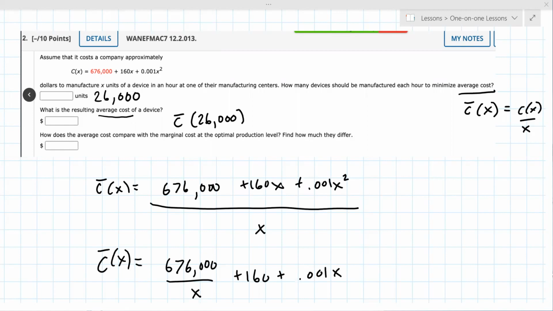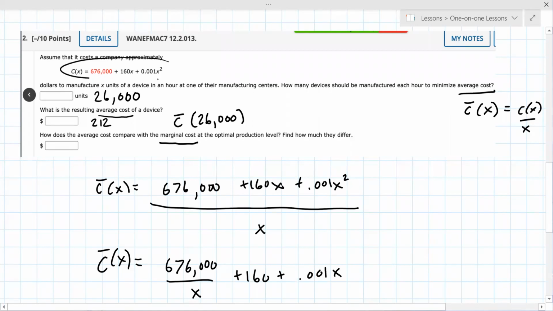So I get 212 for that. And then the next question, this has got a lot packed into it. It's probably seen in your exam. How does the average cost compare with the marginal cost? Marginal cost is not the average cost. It's nothing to do with the average cost.